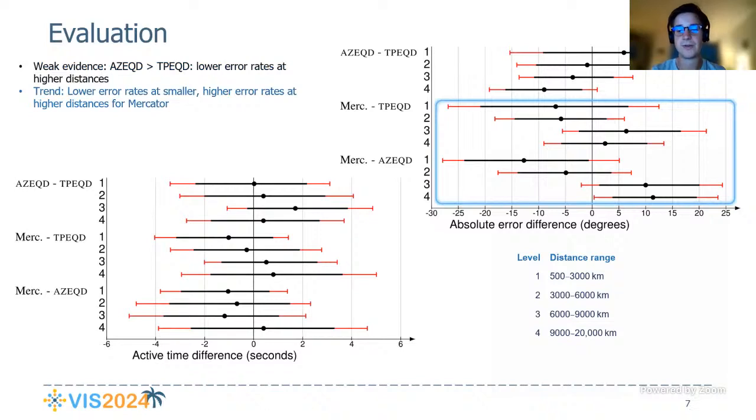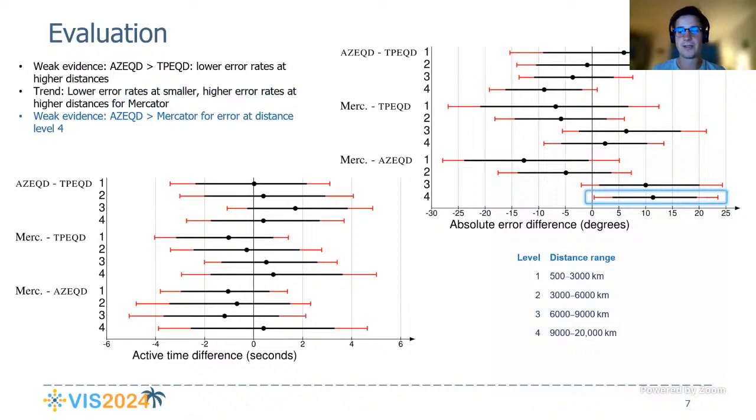Second, there is a trend for Mercator projection having lower error rates for smaller distances than the other two projections, but performing worse at distance levels 3 and 4. There is even weak evidence for azimuthal equidistant projection performing better than Mercator projection for distance level 4.